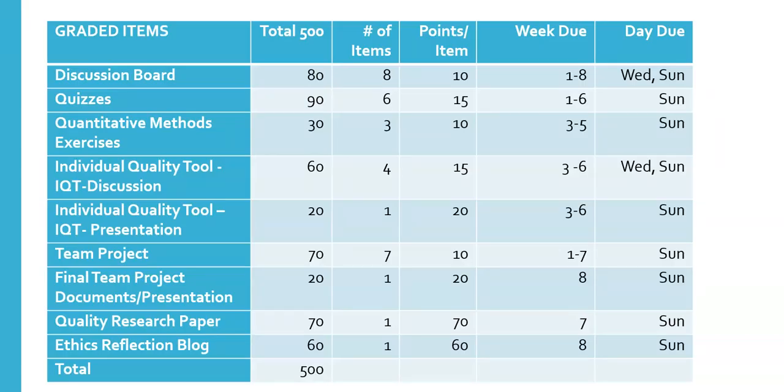Here is the breakdown of all of the assessments for the course. As usual, we have 500 points. We're going to be walking through each one of these, but looking at the final column, the day due, most things, if there's a forum, the first post is usually due on Wednesday, and the remaining posts are due on Sunday, and all of the other assignments are due on Sunday of each week.